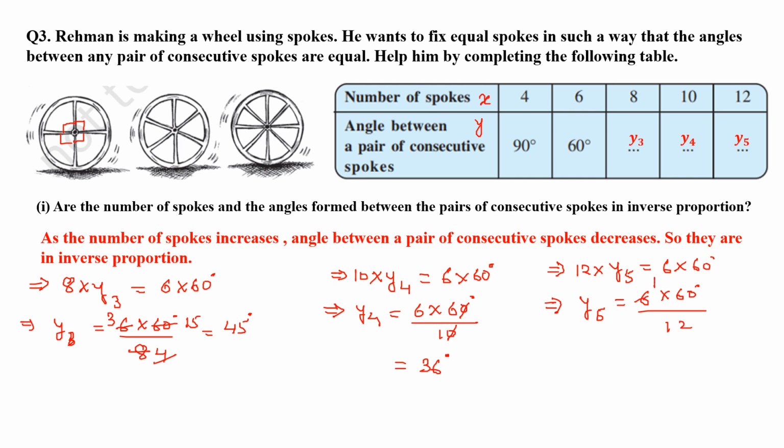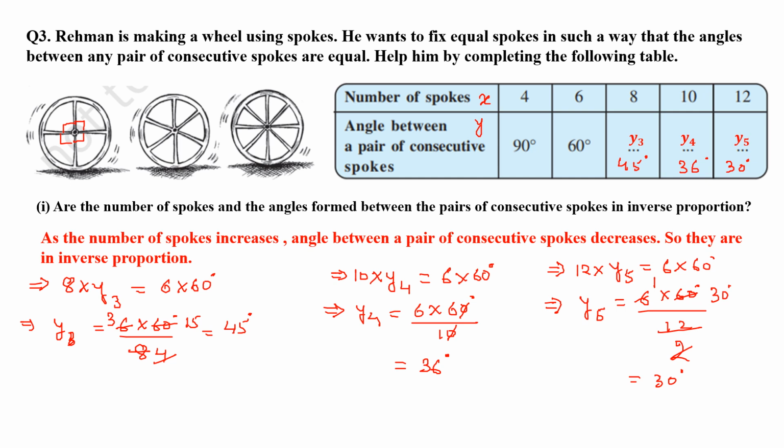And 6 times 1, 6 times 2, and 2 times 30. So the answer for y6 is 30°. So the value of y3 we got as 45°, the value of y4 is 36 degrees and the value of y5 is 30 degrees.